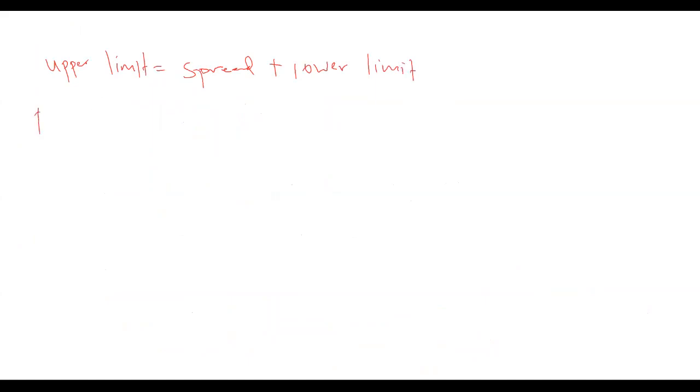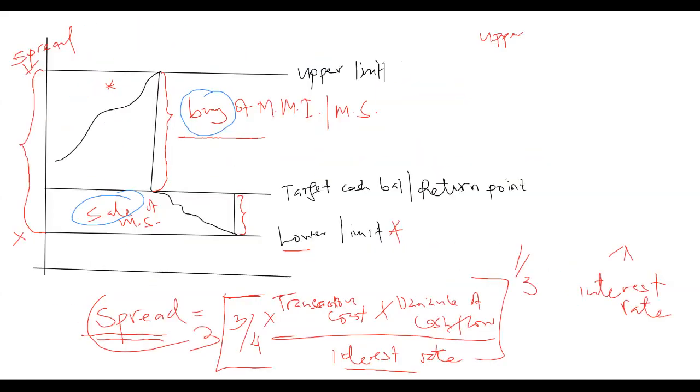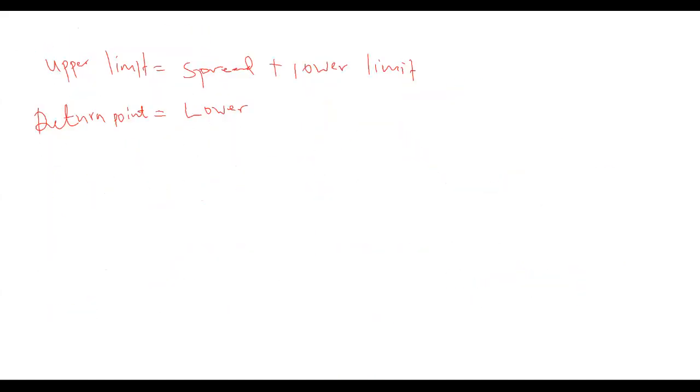And the return point, or the target cash balance, is equal to the lower limit. This is the target cash balance. Let me refer back to the graph. This is the target cash balance here. Again, it is the lower limit plus a third of the spread, since this part is a third and this is 2/3 of the spread. Then we just calculate.